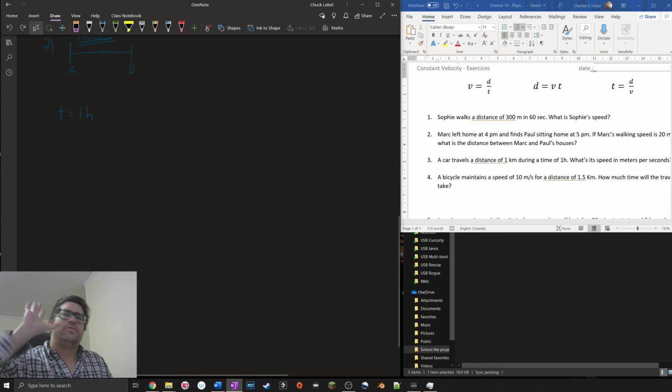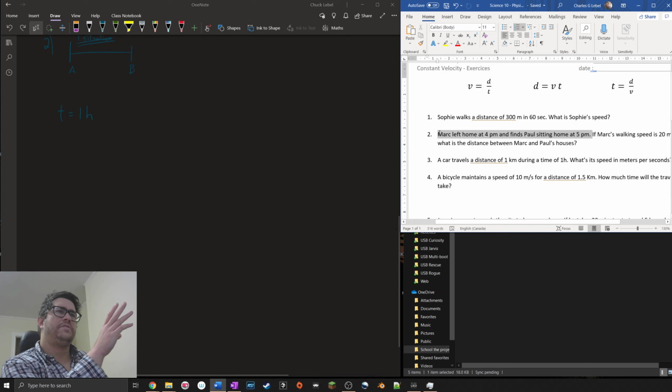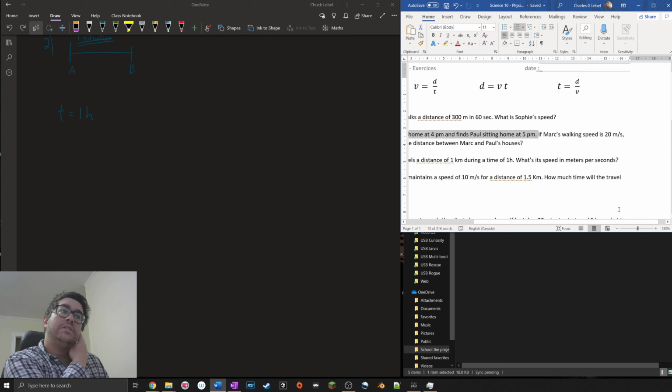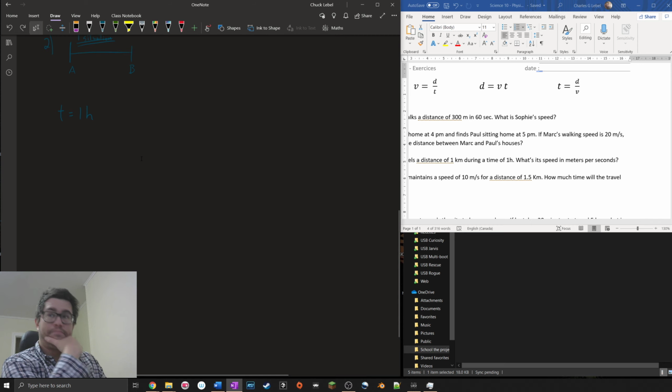So again, not trying to do the math, just trying to read first. This sentence is done. Marc's walking speed is 20 meters per second. Go here, and you write 20 meters per second. Which letter is that? T, D, V. Right? So V.